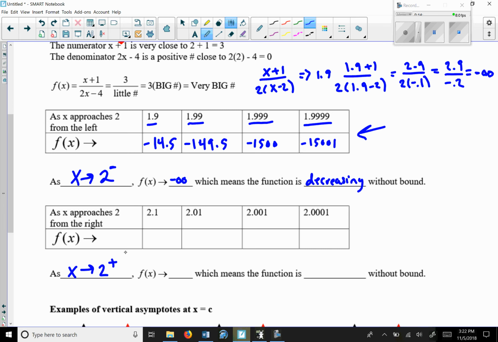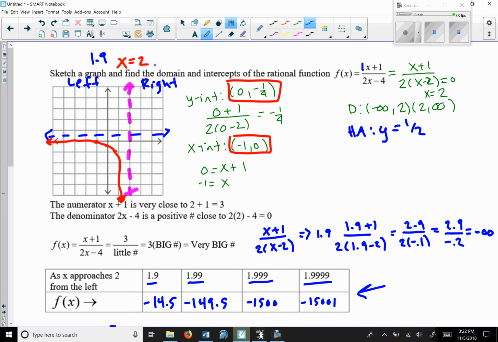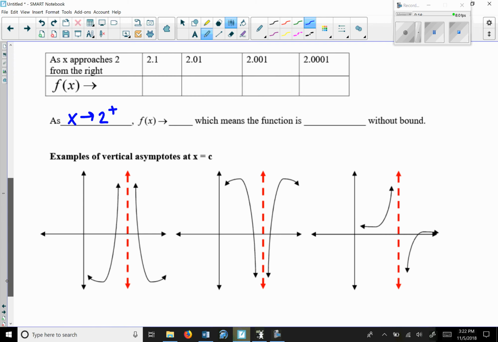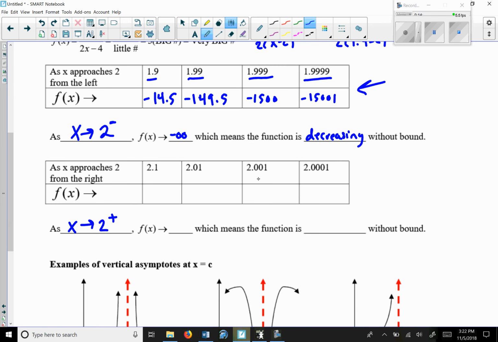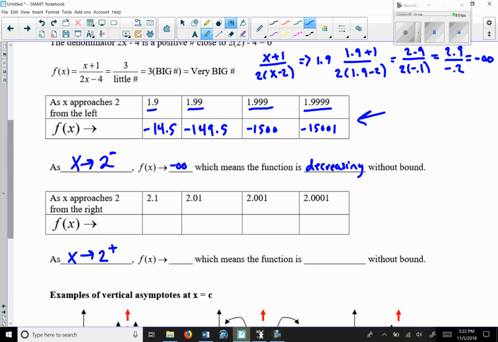So values that are to the right, if we go back up here, of 2, so we use 1.9 to the left, but values bigger than 2 would be values like 2.1, and if you look at the table, 2.01, 2.001, and 2.0001 gets even closer. So let's go ahead and look at the big little concept now using 2.1.